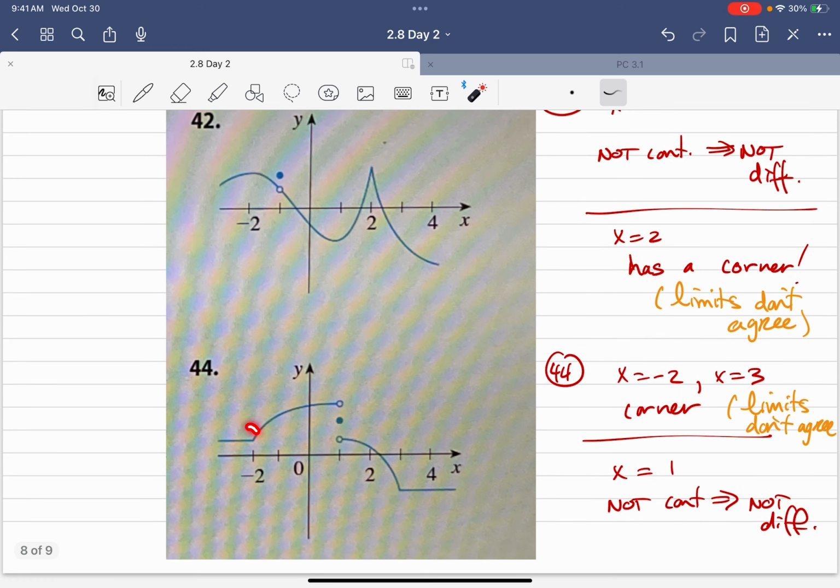Then for 44, we've got a corner here. The derivative is 0, and then all of a sudden it's positive. So since those limits don't agree, this corner means the derivative's not going to exist there.